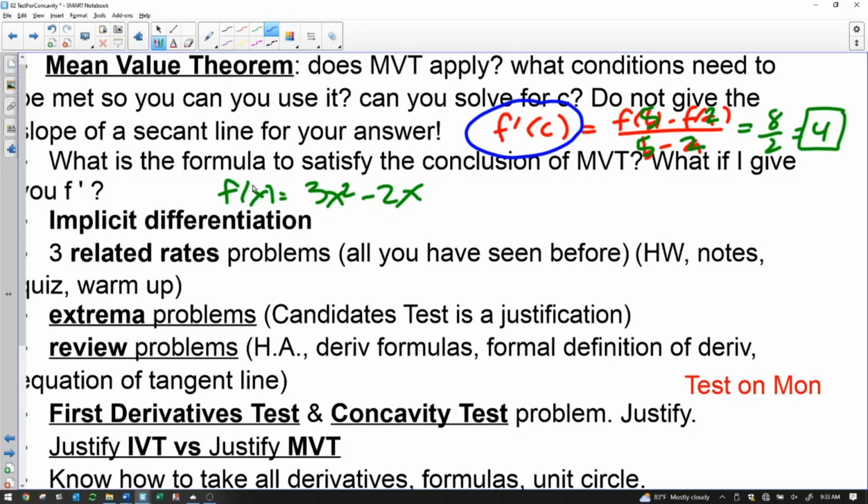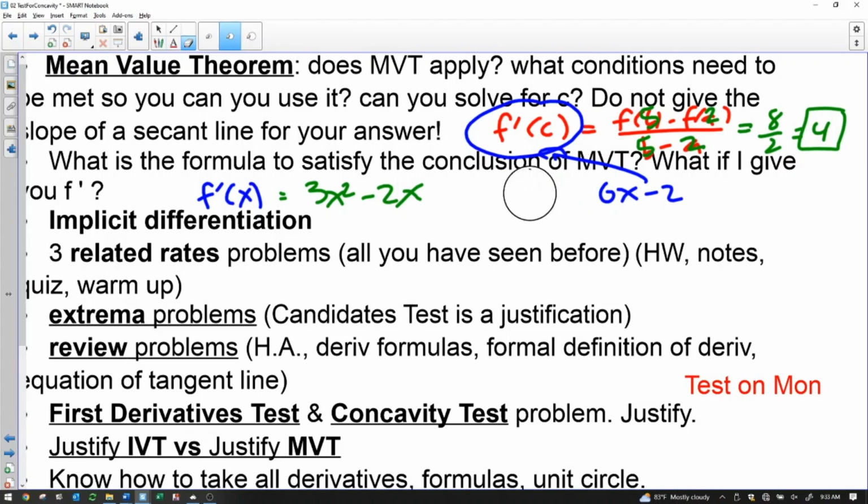What if I don't tell you what f is? What if I tell you that f prime of x equals 3x squared minus 2x? Then what would you plug in for f prime of t? You would plug in the same thing. If you take the derivative of this, that would be f double prime. Do you see that you plugged in the second derivative and not the first derivative?